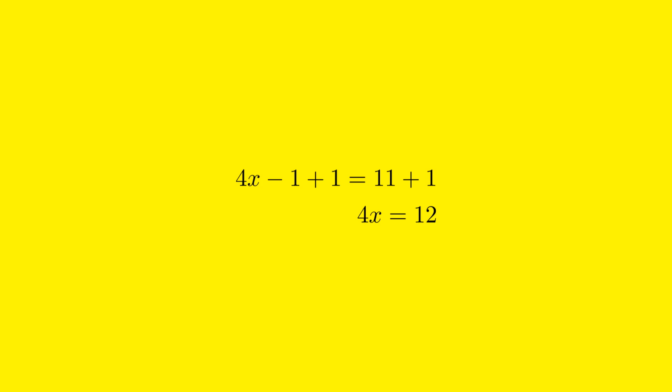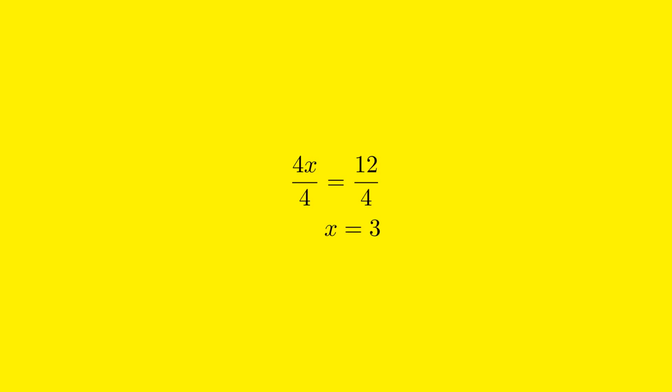Here's what it looks like when we perform the addition. 4x minus 1 plus 1 equals 11 plus 1. Notice that when we add 1 to minus 1, it becomes 0. So now on the left side, we only have 4x remaining. On the right side, 11 plus 1 equals 12. As a result, our new equation is 4x equals 12. This is an important step because by getting rid of the minus 1, we have simplified the equation, making it easier to solve for x.